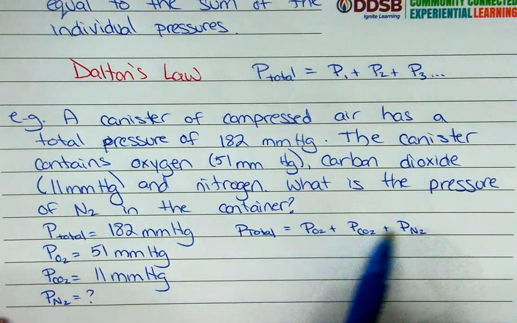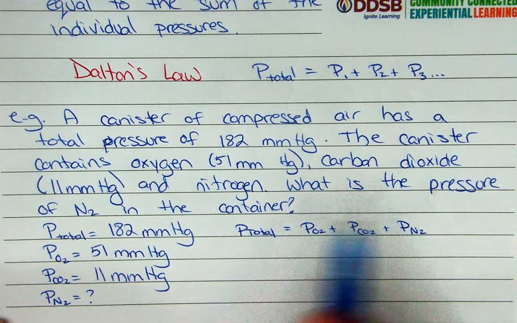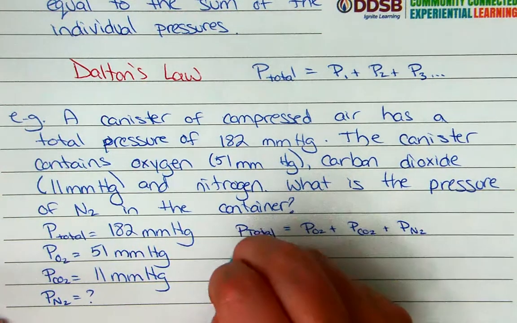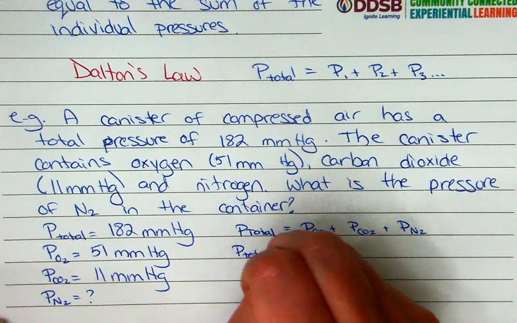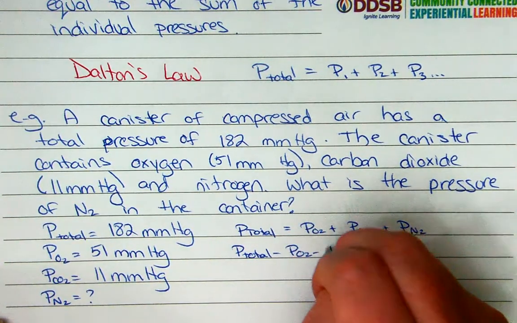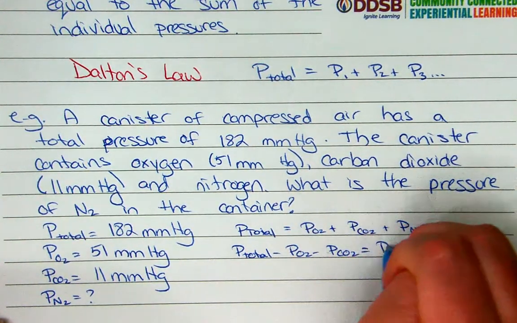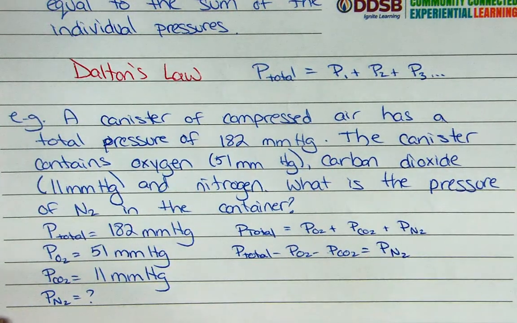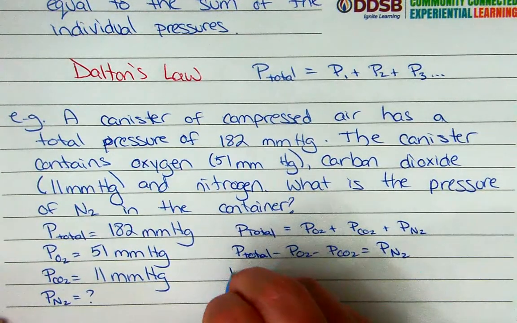So the partial pressures of all of the gases in the container will add up to the total. So that means that the total pressure minus that of the oxygen minus that of the CO2 will equal the pressure of the nitrogen gas. And that's all it is.